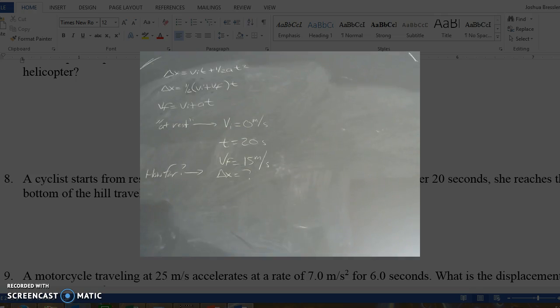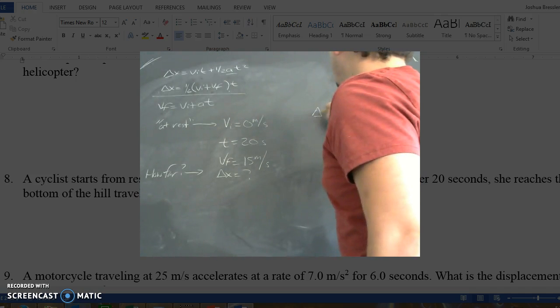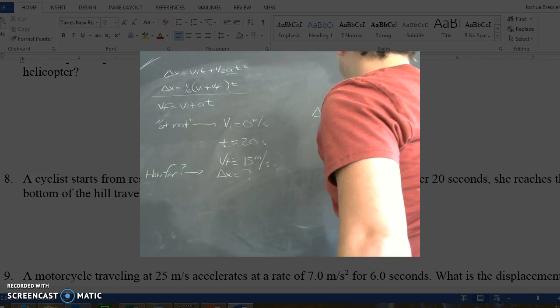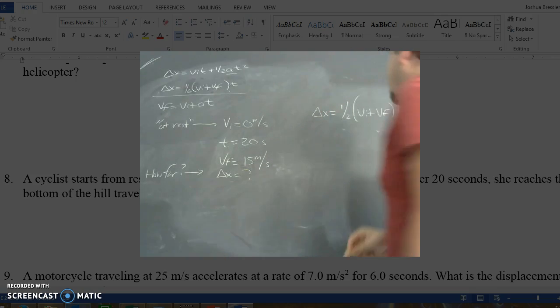Okay, from here, let's look at our equations, see if we can find one that has all 4. Here in our first equation, there's an acceleration. We don't have that, and we do not know that. So we are not going to be using that equation. But here we have delta x, VI, VF, and a T. This is the equation we want to use for this problem. So let's write it out, and then we'll plug in. Delta x equals 1/2 times (VI plus VF) times t.